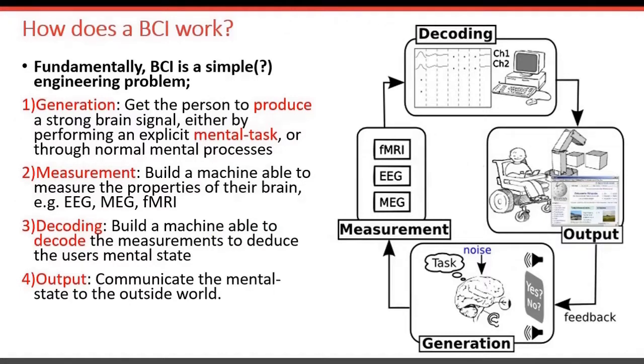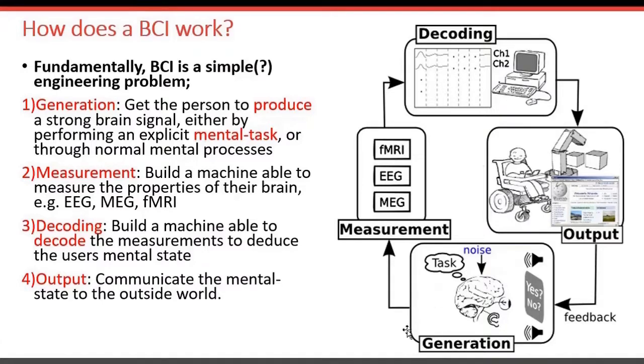How does a BCI work? It is fundamentally a simple engineering problem. We can put the different components of the entire system into 4 different parts. Here, for instance, we can take a look at the entire flow. We have generation, which involves getting the person to produce a strong brain signal, either by performing an explicit mental task or through a normal mental process. So first, we need to get the data out of the brain of the person or participant. He should generate strong signals by thinking of a specific mental task.